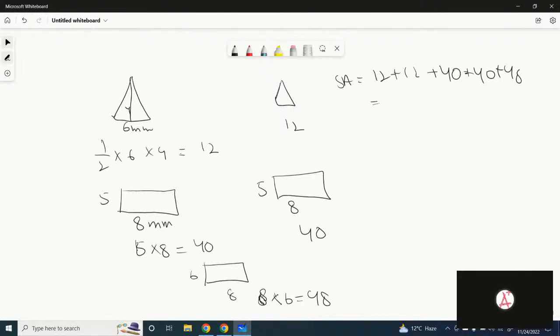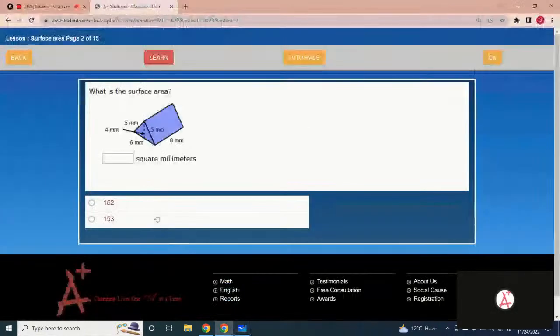Use the calculator. 24 plus 80 plus 48. It would be 152. Got it? When you add them, it would be 152 cubic millimeters. Got it? Yes, it is 152, not cubic. Sorry, it is square millimeters.